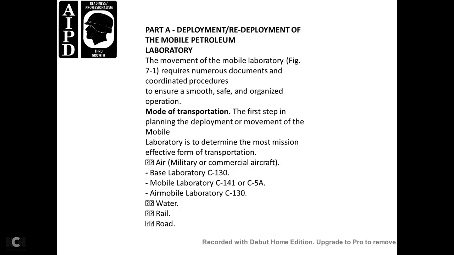Part A, deploying and redeploying of the mobile petroleum laboratory. The movement of the mobile laboratory requires numerous documents coordinated with the procedure for a smooth and safely organized operation model of the transportation. The first step of planning the deployment movement of the mobile laboratory is to determine the mission-effective form of transportation: air, military, commercial, water, rail, or road.